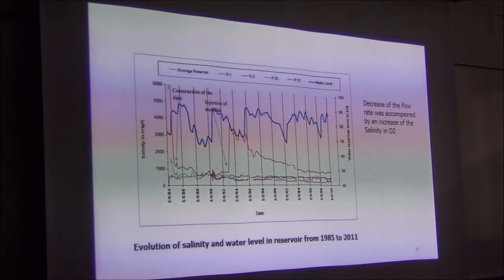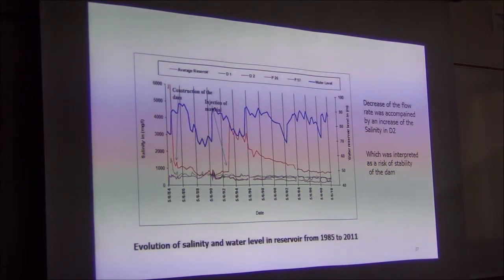The decrease of the flow rate was also accompanied by an increase in the salinity of the drain detour. Here we have the evolution of the salinity and the water level in the dam. This is the date of the construction of the dam. The salinity of the drain detour was approximately 1,000 milligrams per liter, and just after the impermeabilization of the sinkhole, this salinity increased to about 2.5 grams per liter. Initially, this high salinity was interpreted as a risk for the dam, because the water authority thought that this high salinity was due to the dissolution of material used for the construction of the dam.